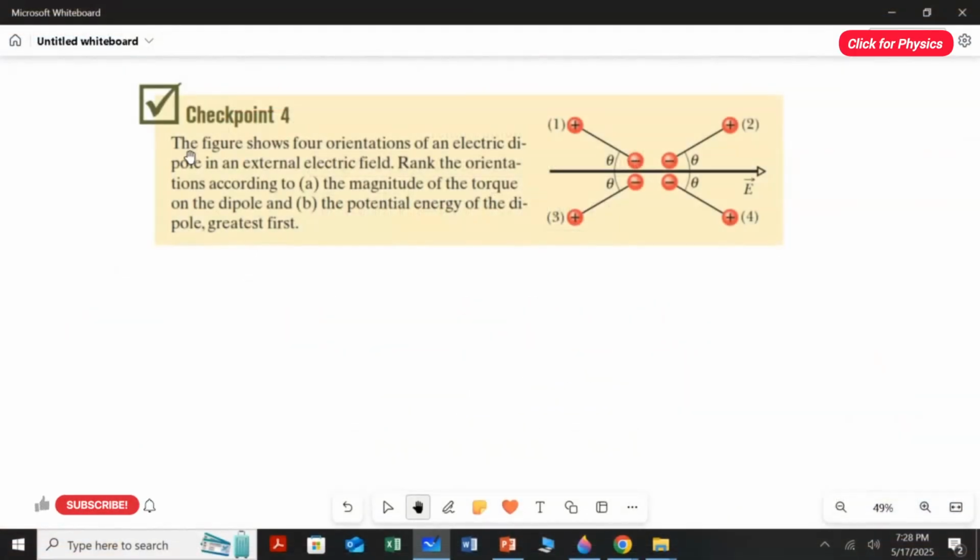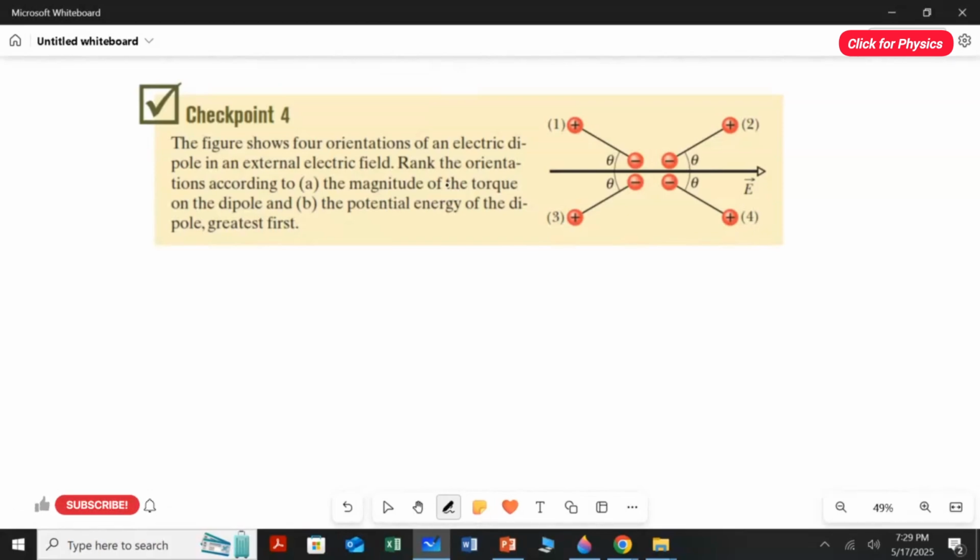Checkpoint 4. The figure shows four orientations of an electric dipole in an external electric field. Rank the orientations according to the magnitude of the torque on the dipole and the potential energy of the dipole, greatest first. So in the theory we studied, if we place the dipole in a uniform electric field, it will experience a torque as well as have potential energy.